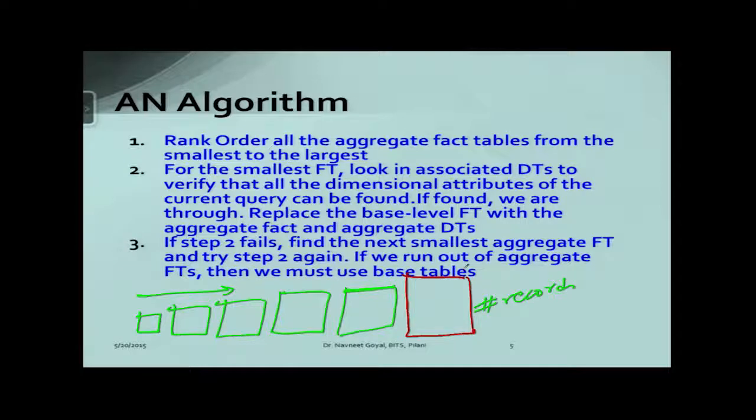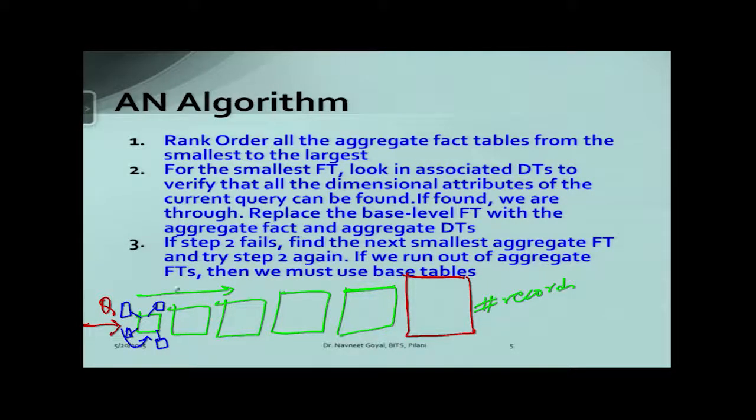So what I do is, when a query comes, when a query enters the system, I would have rank ordered all these aggregates that exist for the fact table. Now when this query comes, I'll go to the first smallest aggregated fact table and see whether it can answer my query. Each of these aggregated fact tables would have an associated set of dimension tables, so I'll see what the associated dimension tables are, and whether my query can be answered using the attributes present in the dimension tables and the aggregation done in the fact table.